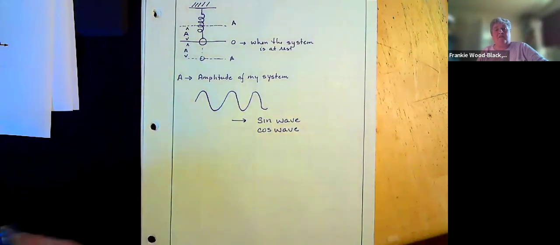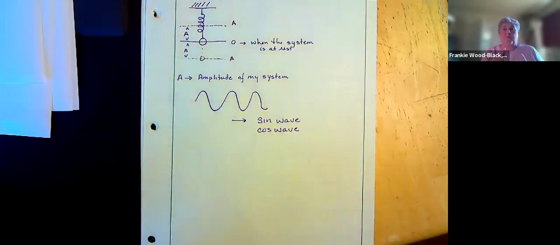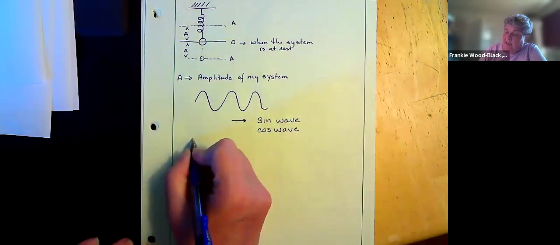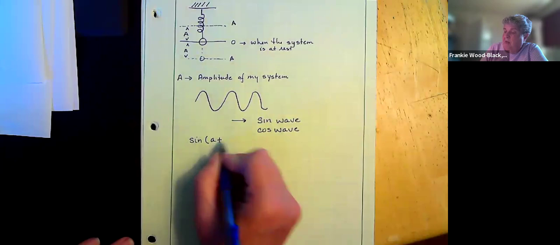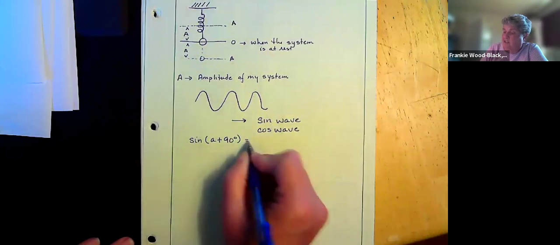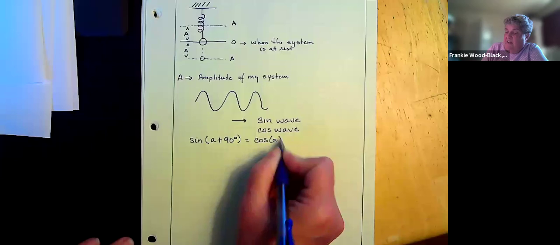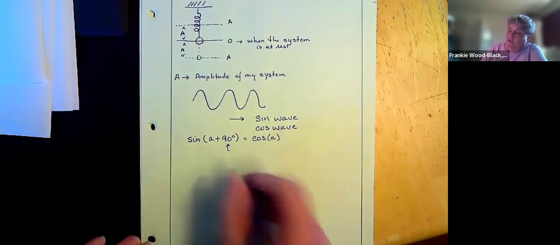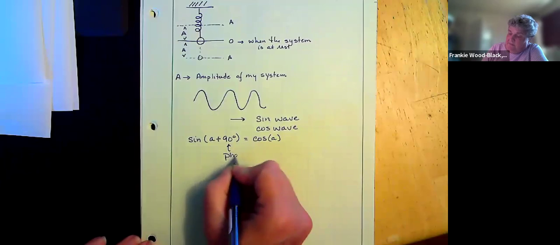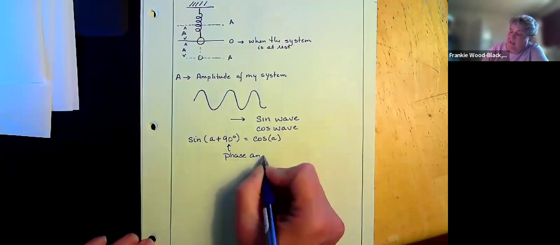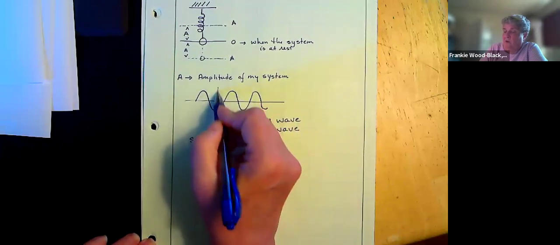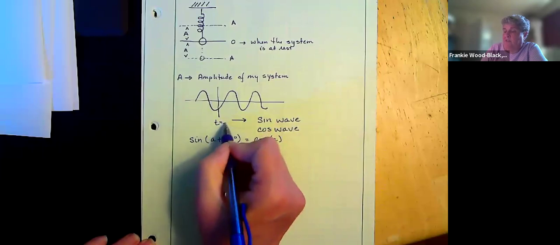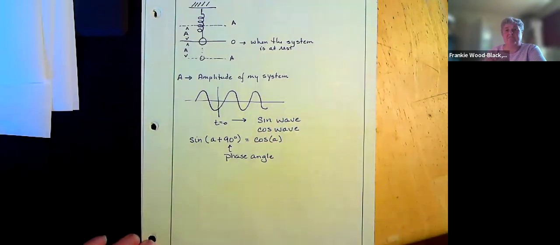Now remember, a sine wave and a cosine wave look exactly the same, except for one big difference. If I look at the sine of some value plus 90 degrees, that's going to equal the cosine of some value. This we'll refer to as what we call a phase angle. And all that phase angle is going to do is tell you where you are when t is equal to 0. Just going to tell you where you are in your curve as t is equal to 0.